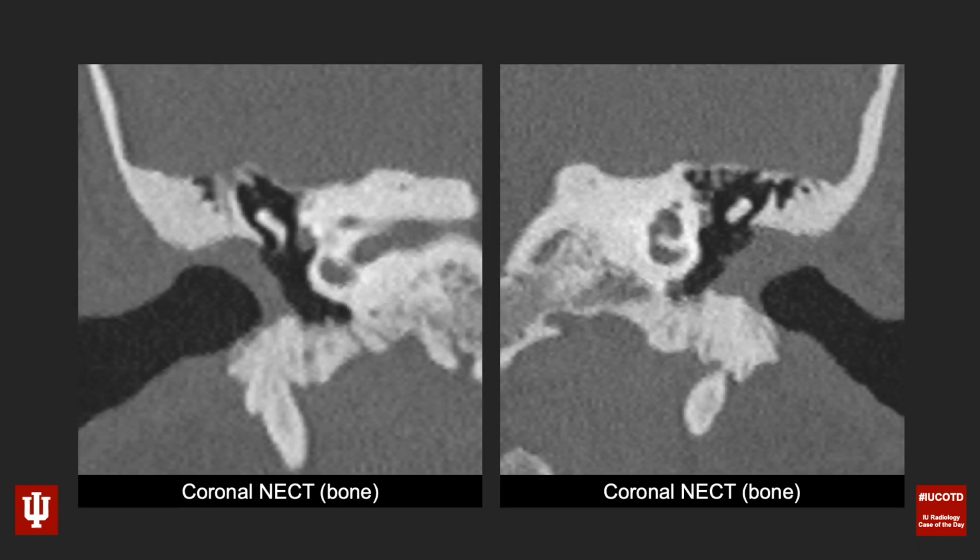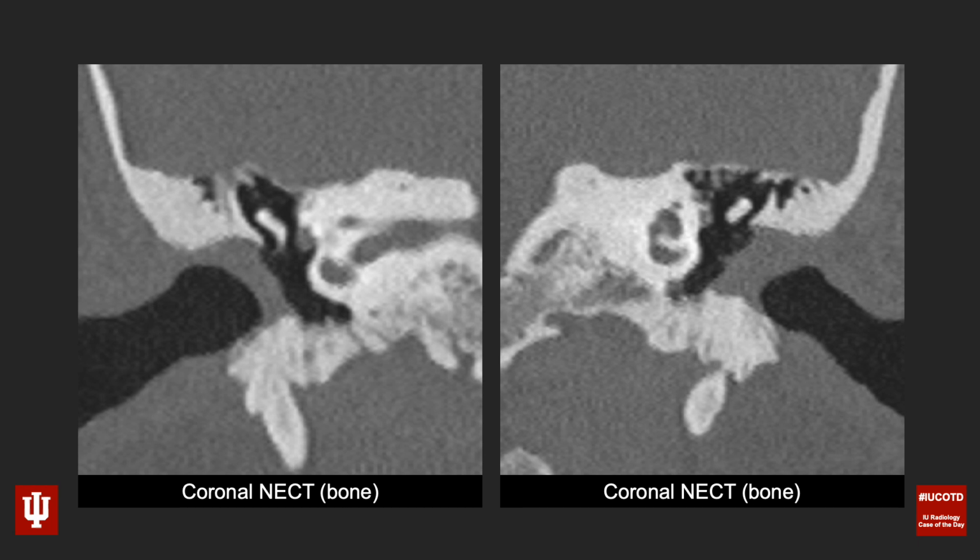So today's case is a patient who came in to be imaged for chronic bilateral hearing loss. So I have two images for you to look at. Both of these are coronal non-contrast bone CT images obtained as part of a temporal bone CT. The image on your left is the patient's right temporal bone. The image on your right is the patient's left temporal bone.